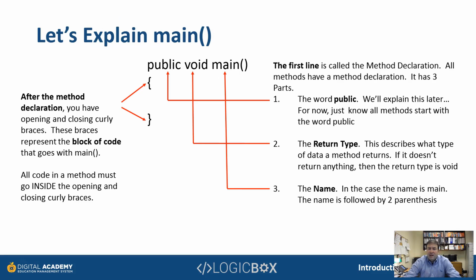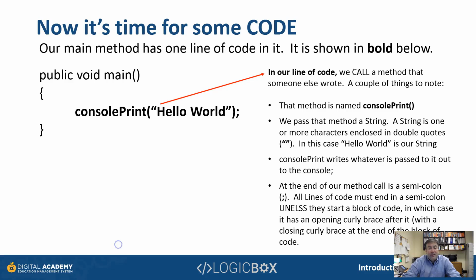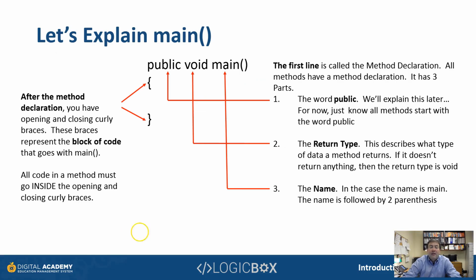brace. Let's explain main. Okay, the first word, public, is the access modifier. We're going to get into that later. For now, just know that all methods that you write should start with public with a lowercase p. The second word is the return type. If a method returns data, you need to specify the type of data here. If a method does not return data, then you need to put the word void. For now, we'll always use the word void until we learn how to return data from methods.